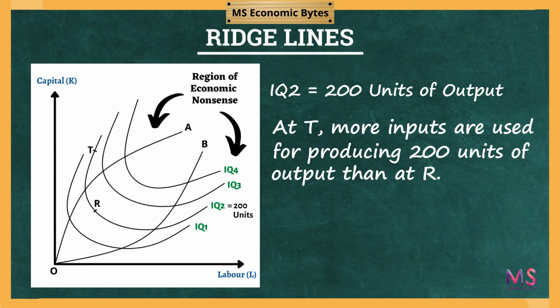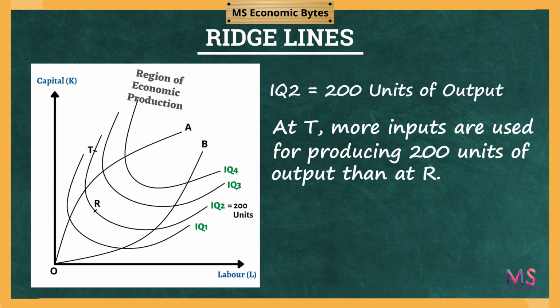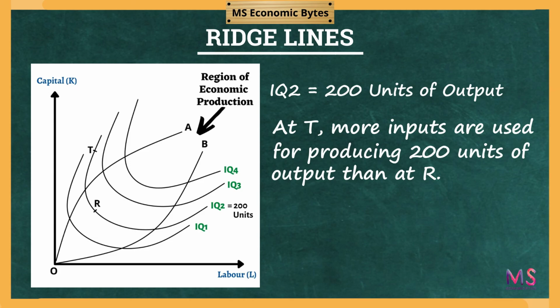Any rational producer will never produce at this point, as the cost of producing the same level of output is high as compared to other points on the isoquant. A rational producer always produces in the region bounded by the two ridge lines OA and OB. This area is called the region of economic production.